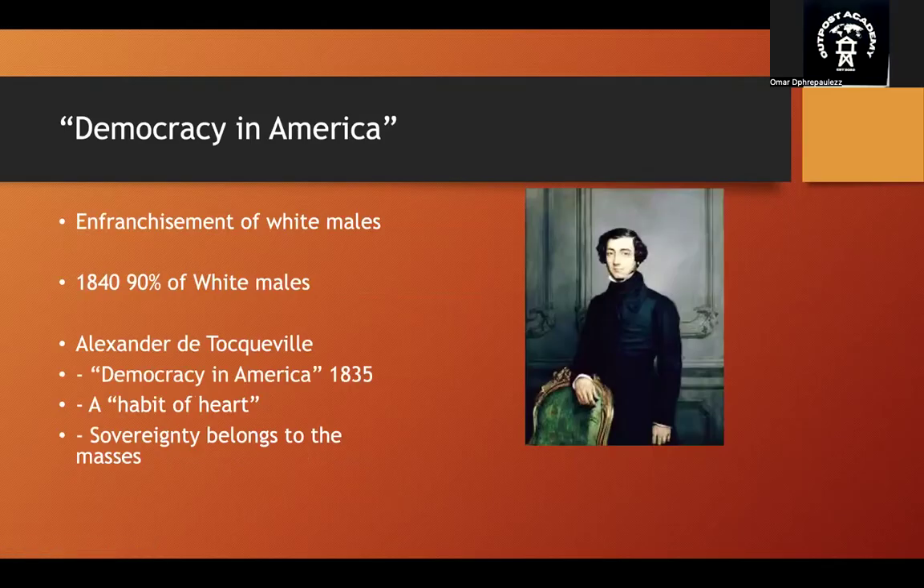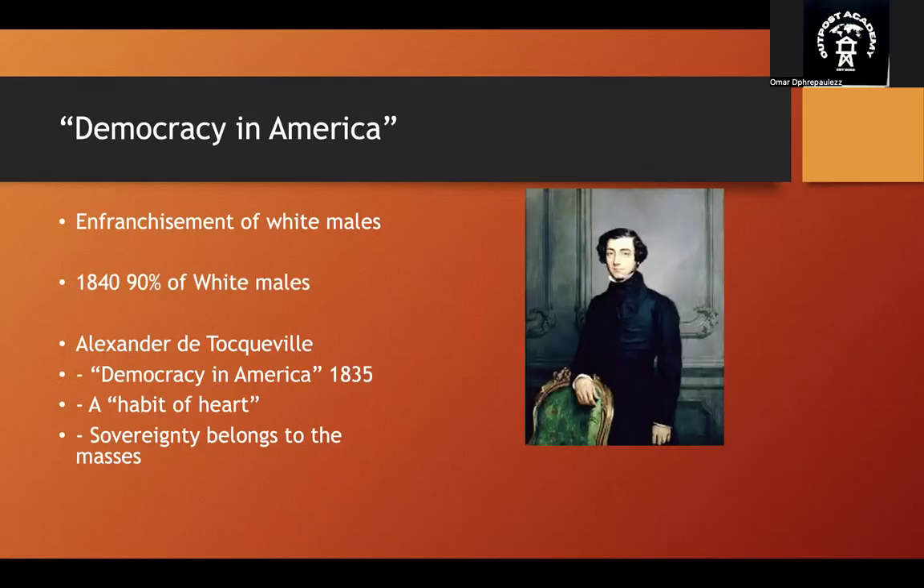So, democracy in America. This is basically the removal of property qualifications for voting in most states by 1840. The French diplomat Alexis de Tocqueville comes to the United States to visit, wanting to observe and write about this new republic, and finds it a fascinating curiosity, as he described it. What's novel about the United States in this period is that about 90% of white males could vote.